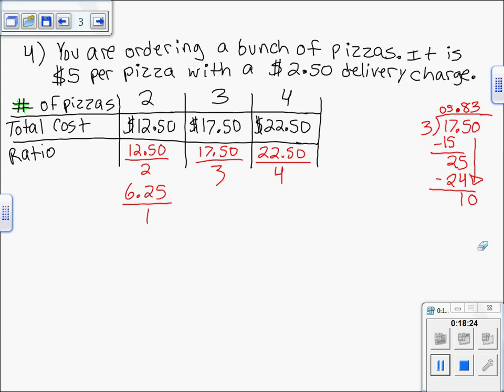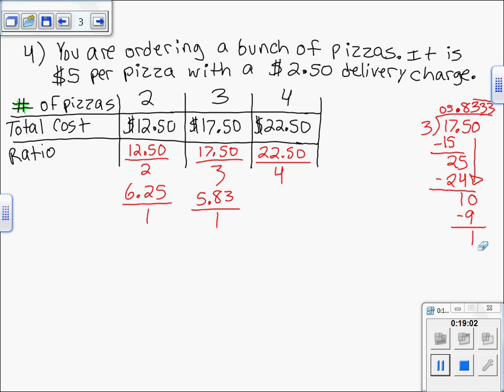Bring down the 0, put the 0 there. 3 goes into 10. 3 times 3 is 9. Subtract, we're going to get 1 again. We're going to bring down a 0. We're going to keep getting a remainder of 1 over and over again. So we're going to keep getting 3's over and over again, which tells us those 3's are going to repeat. So for the sake of rounding to keep it simple, we're going to cut that off and round to the nearest penny, since we know we're talking money. So over here, that tells us we're going to have $5.83 over 1. So for 1 pizza on average, it's about $5.83 when we get 3 pizzas.